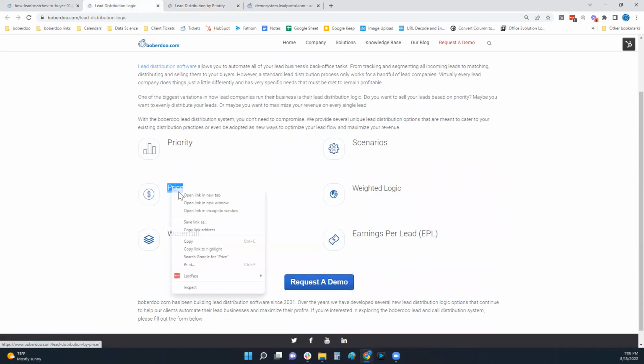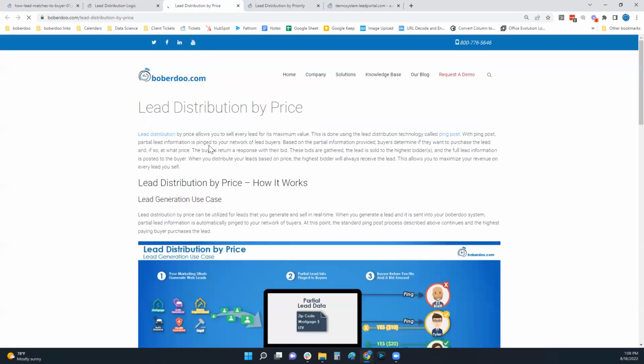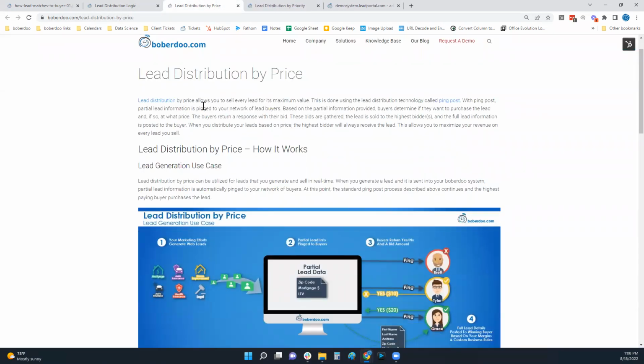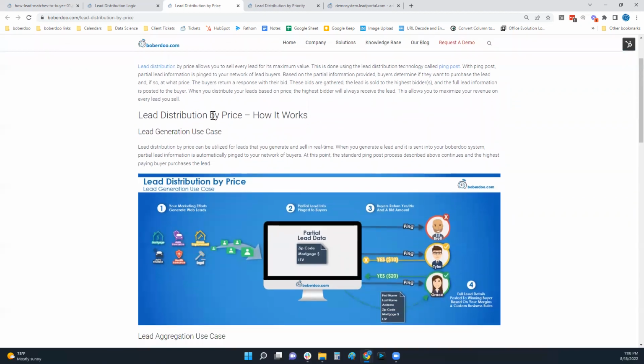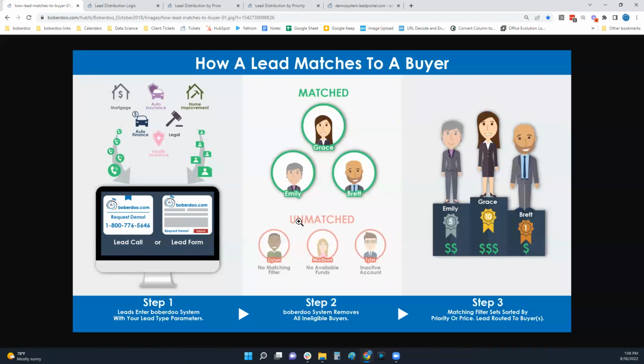The next we'll cover is best price, or price. This is typically done in ping post, but can also be in a direct post. The system is looking for the single best price. So when we go back to our matching infographic here, we are looking at the single best price, regardless of exclusivity or not. In this case, if Grace was at 10, Brett was at 5, and Emily was at 2, Grace would get it every time that the filter set matched.